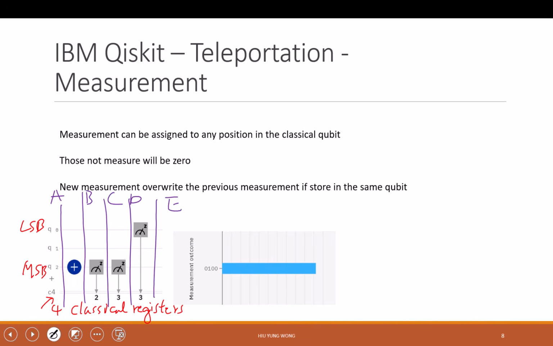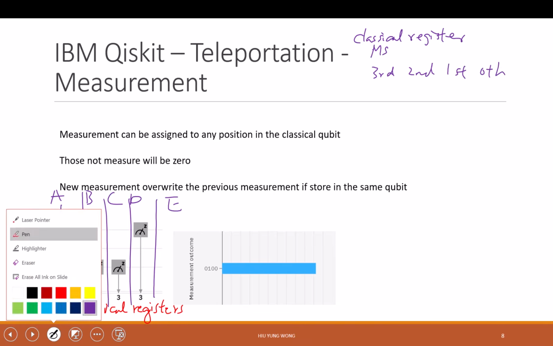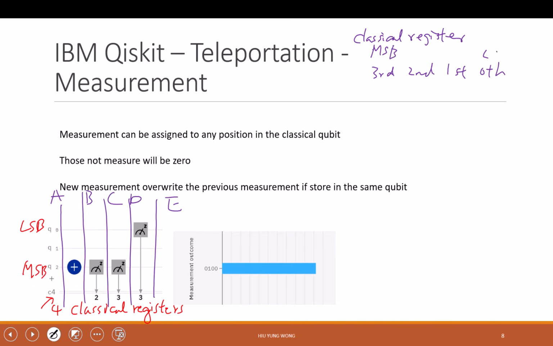Then if I look at the classical register, I have 4 of them, right? I have the first, second, and so on, counting from 0 for the register. This is classical, and this is, of course, the MSB. We also have MSB and LSB for a classical register, right?